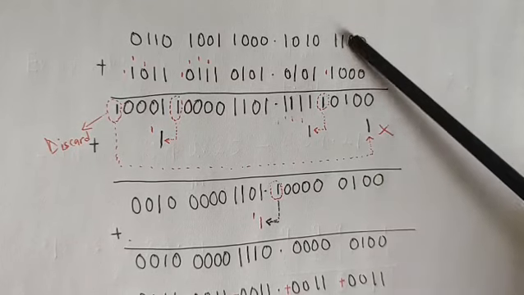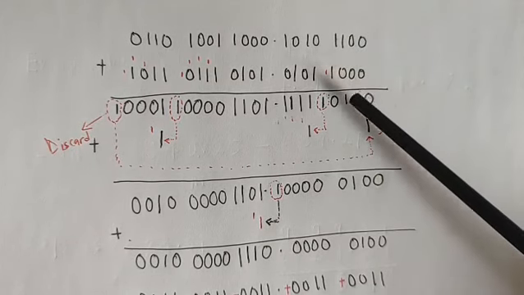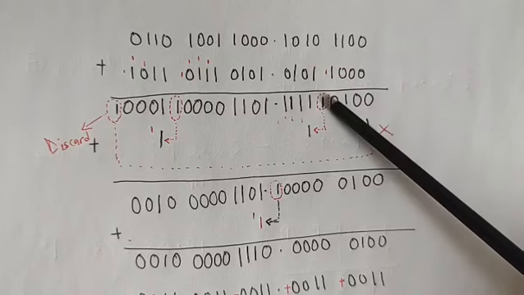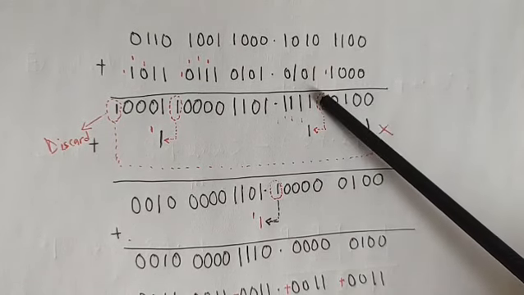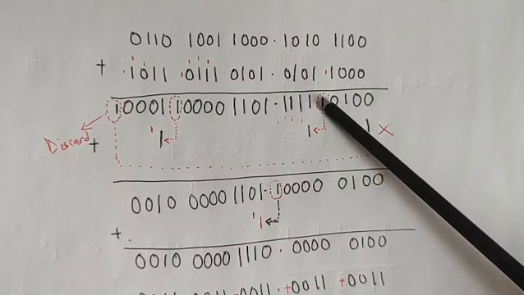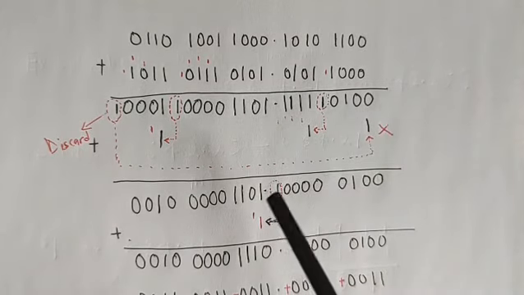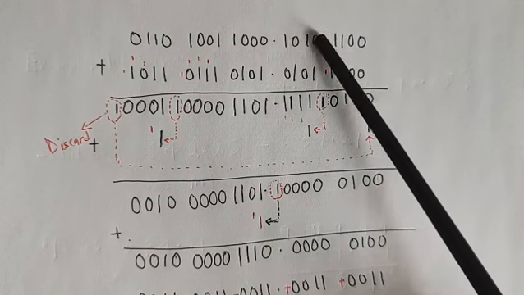0 plus 0, 0. 0 plus 0, 0. 1 plus 0, 1. 1 plus 1, 0 with a carry of 1 indicated in this red ink, and then we'll bring down the carry, which we have done here. Let's go over to the next segment of the bit.